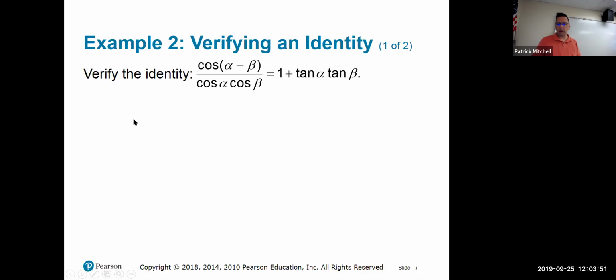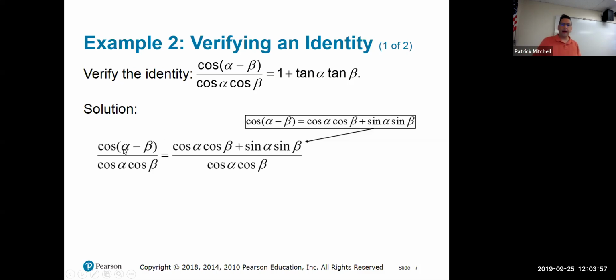So what I am going to do is start with the left-hand side. And I am going to replace cosine of alpha minus beta with the difference formula for cosine. Cosine alpha cosine beta plus sine alpha sine beta. Cosine cosine plus sine sine. Right?